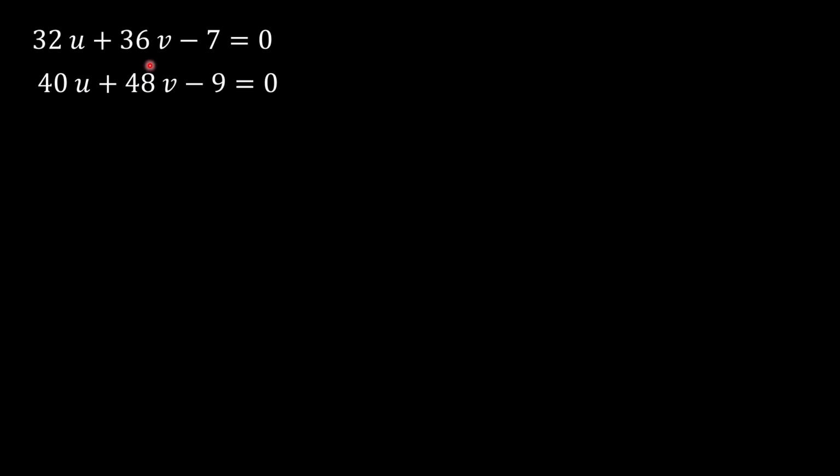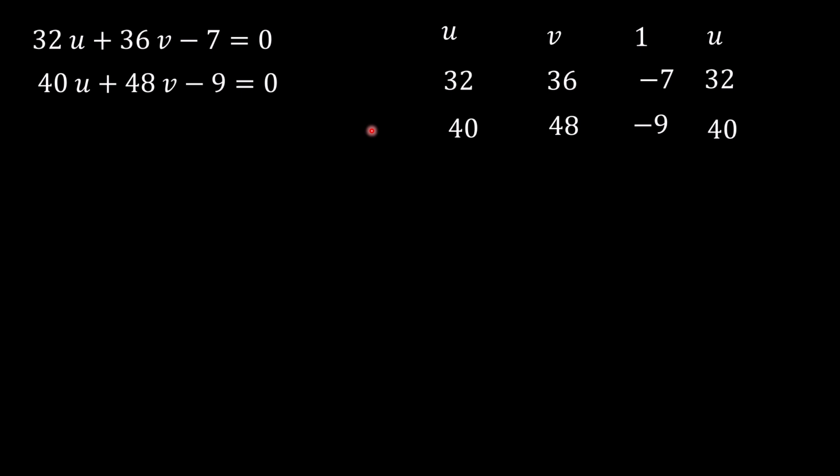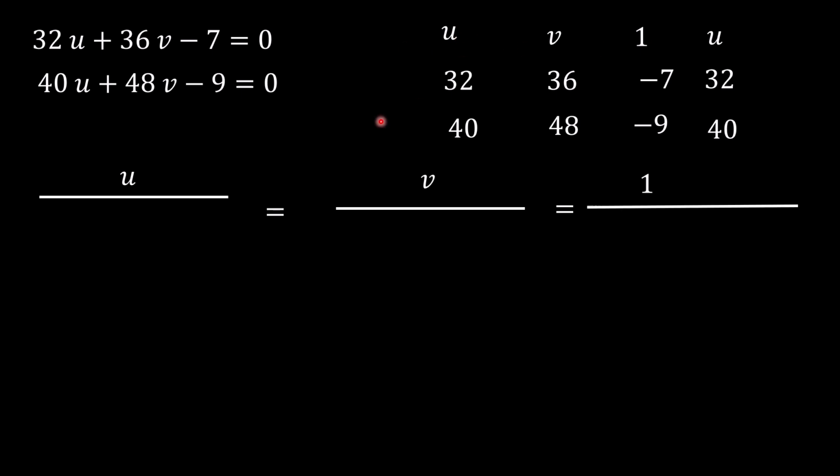For cross multiplication we take the variables u, v and a constant 1. Again I have written u. Next, we take the coefficients of u, that is 32 and 40, the coefficients of v, that is 36 and 48, and the constant values minus 7 and minus 9. Again, I am repeating the same u value. Next, we consider u by, v by, equal to 1 by.